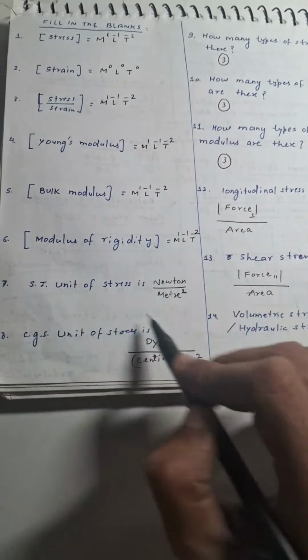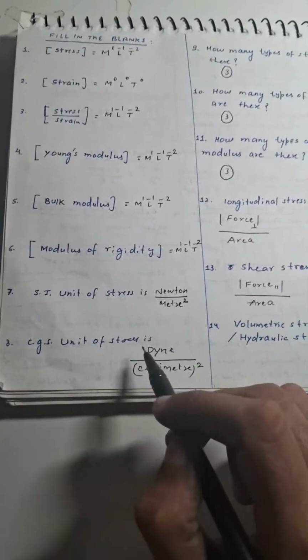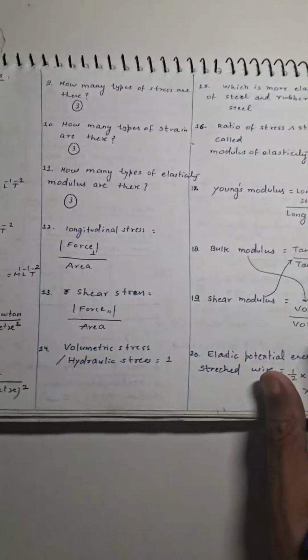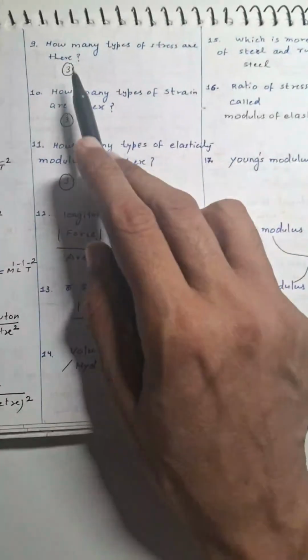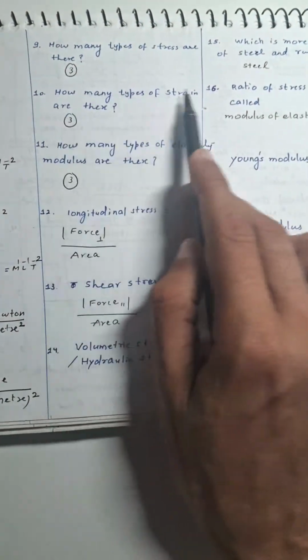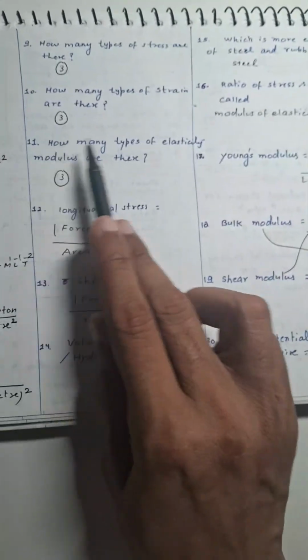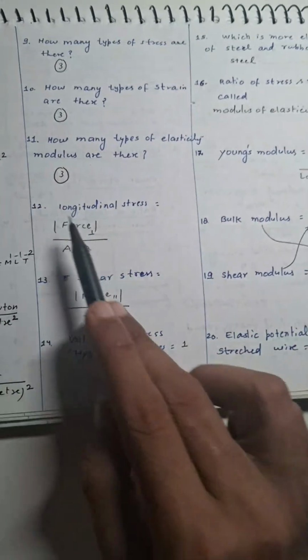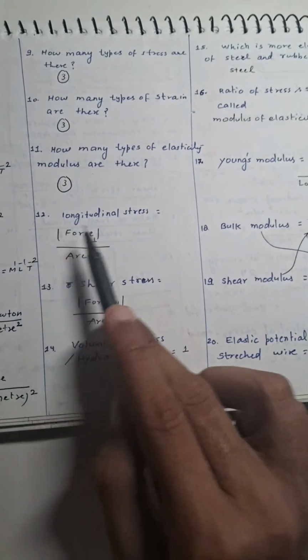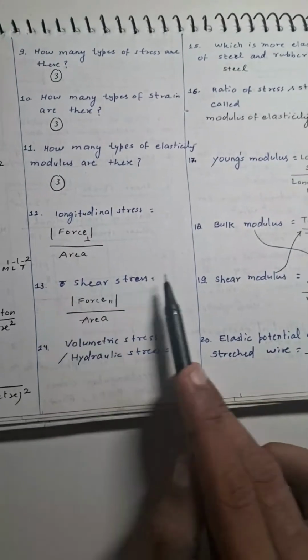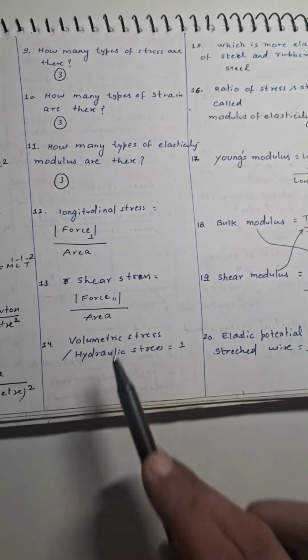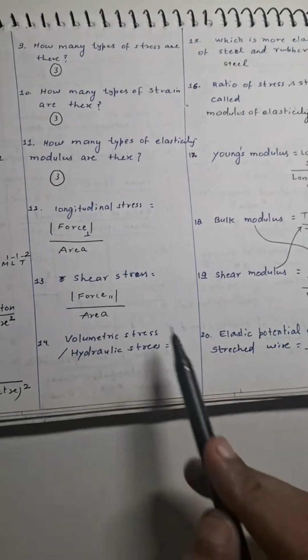SI unit of stress Newton per meter square. CGS unit of stress dyne per centimeter square. Next question is how many types of stress are there? 3 types. How many types of strain? 3 types. How many types of elasticity modulus? 3 types. Longitudinal stress is magnitude of perpendicular force by area. Shear stress is magnitude of parallel force by area. Volumetric stress and hydraulic stress, both are same, so it will be 1.